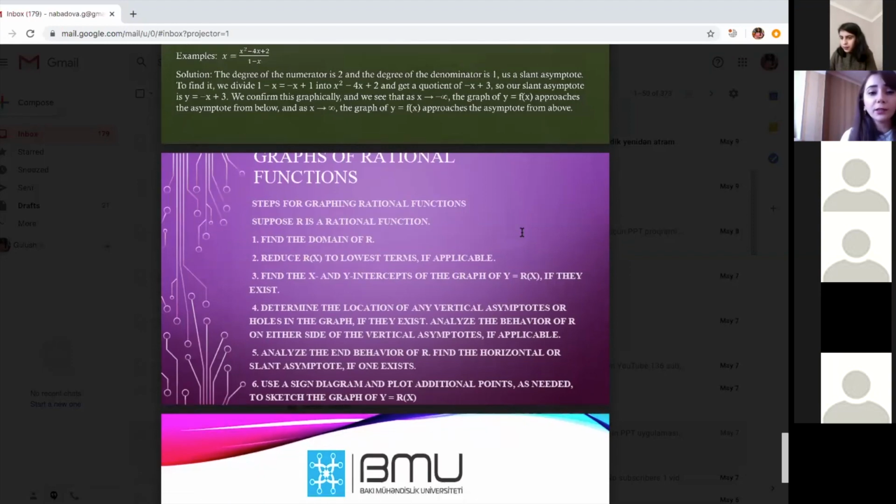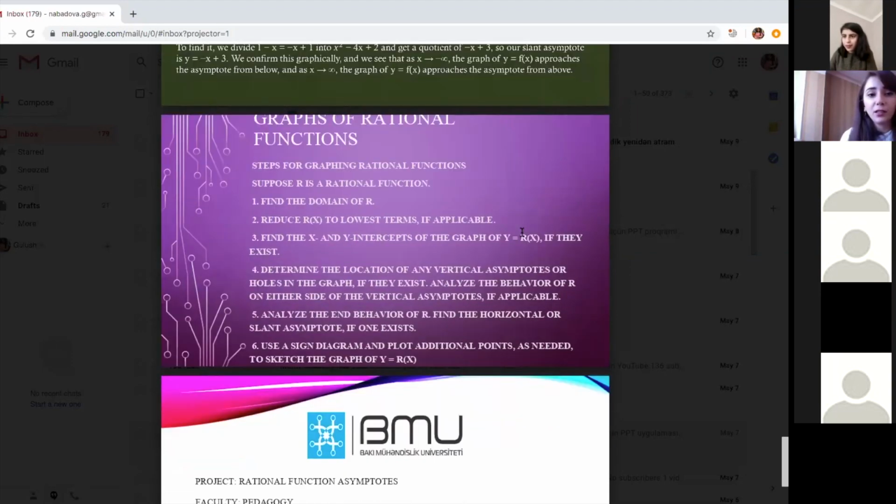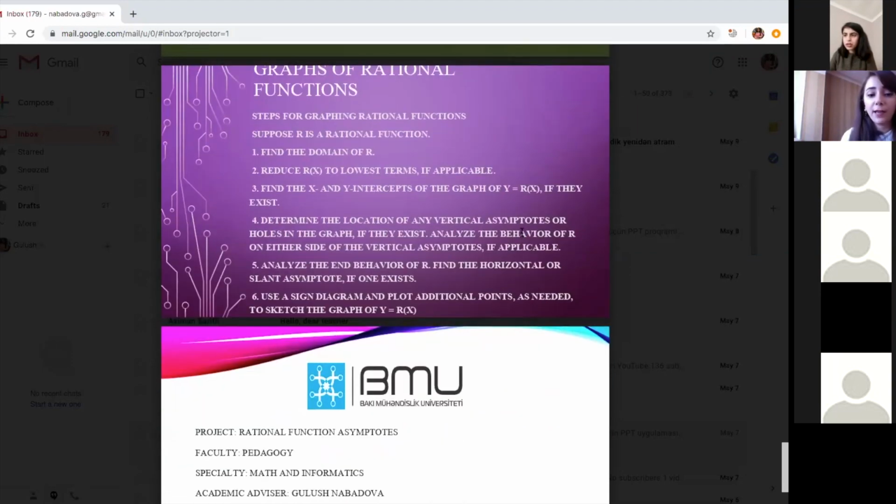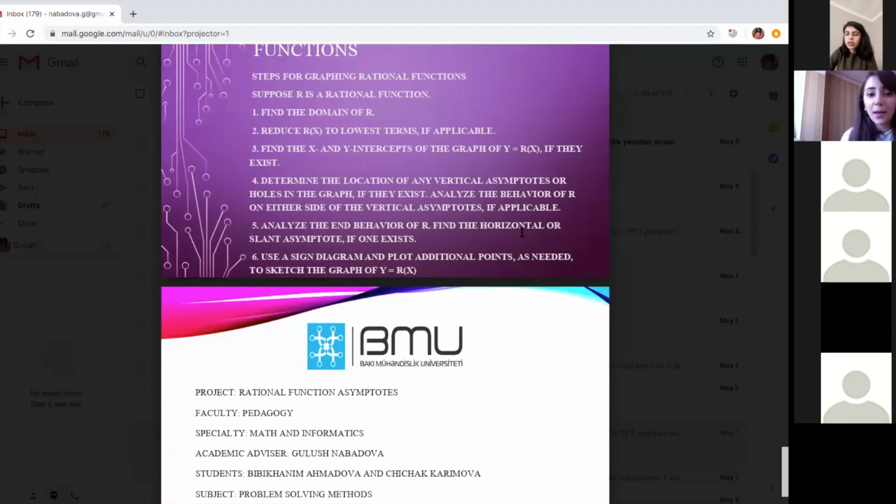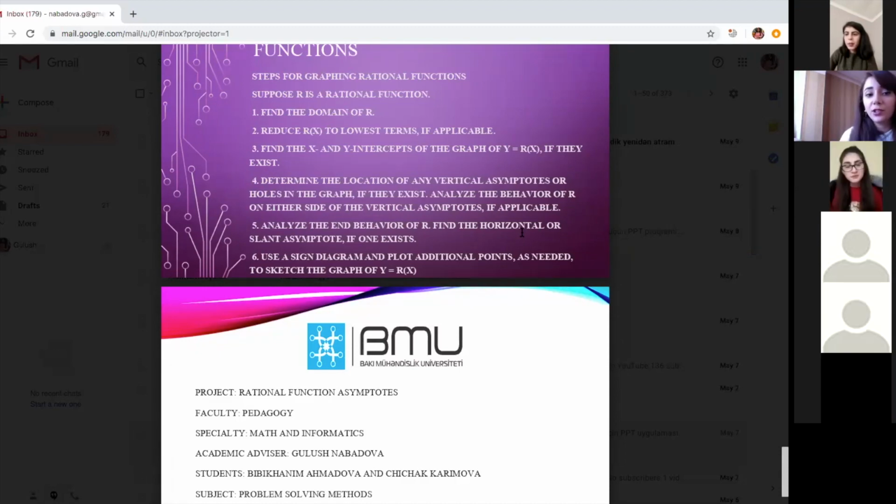Thank you, Bibi Hanım. And here is the graph of rational functions. Steps for graphing rational functions. You mentioned the first step, find the domain. Second, reduce R(x). Third, find the x and y intercepts, and so on. Thank you, girls.